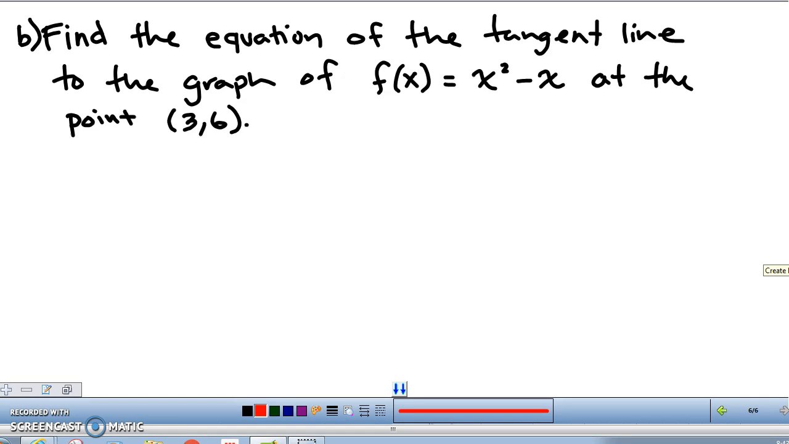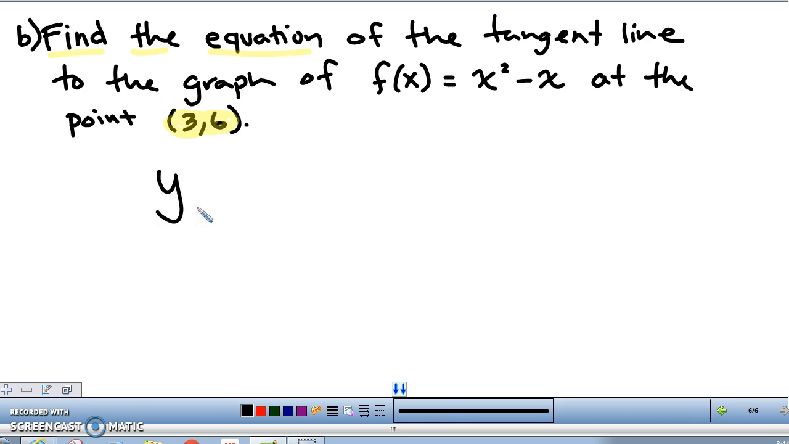Okay, so I added on the part B. Find the equation of the tangent line to the graph of f of x equals x squared minus x at the point 3, 6. So notice that in part A, I never gave you a point. You just found the derivative. You left it as a function 2x minus 1. You can't really find the equation of the tangent line without a point. So I kind of have to give you a point or an x value. You need an x value or a point to find the equation.